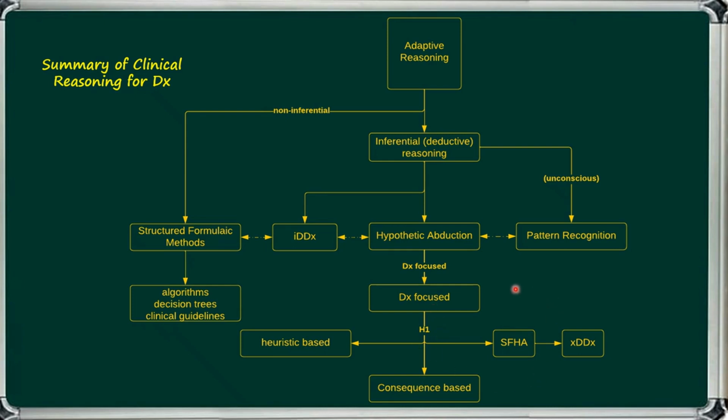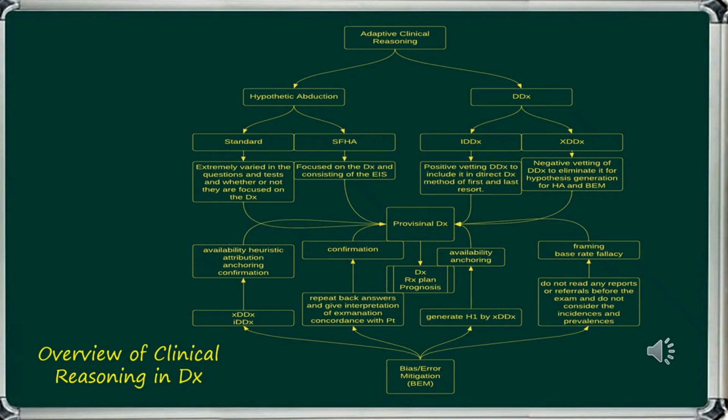Or we can go to a different form of focused hypothetico-abduction, script-focused hypothetico-abduction, where we generate the H1 with exclusionary differential diagnosis. So I think this just about sums up most of what we said, but we're basically coming off of adaptive reasoning, not thinking about any other type, then inferential reasoning using hypothetico-abduction or pattern recognition. An overview of the diagnostic process, from making the original diagnosis to checking it for bias and error, and ending up with the diagnosis that we're going to use to plan treatment.